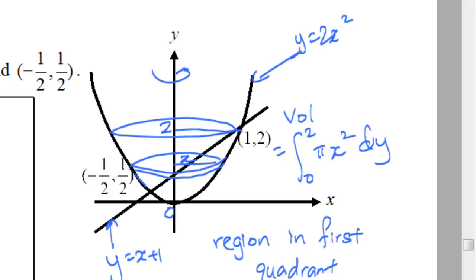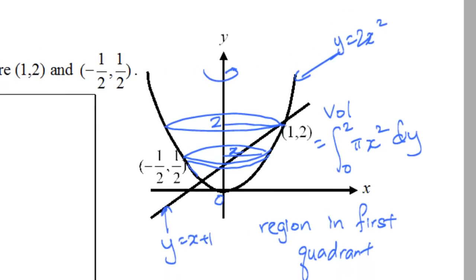So we have the volume required for the big solid. So it's pi times the integral from 0 to 2 of x squared dy, minus away the volume of the cone later.